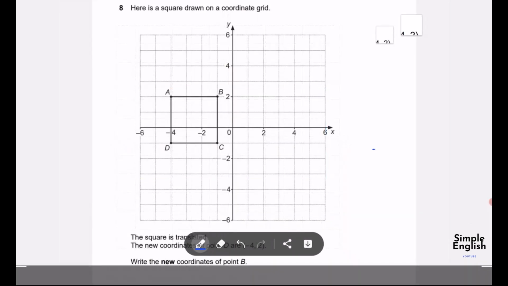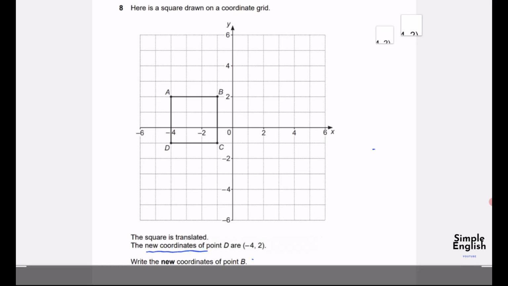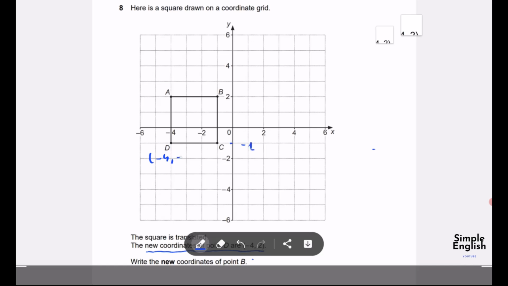So look at number 8. Here is a square drawn on a coordinate grid. Here we have the square. The square is translated. Okay, the new coordinate of the point is -4 and 2. Remember that. So the original coordinate of D is -4 and -2, right? And the new D is -4 and 2.